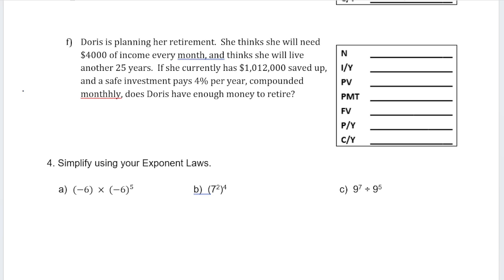Last one, Doris is planning her retirement. During retirement, she thinks she will need $4,000 of income every month. So that's a payment coming to her. $4,000 every month. So it's positive. It's coming to her. She thinks she's going to live 25 years. So it's $4,000 every month. My P over Y is 12. So it's 25 times 12, which is 300 payments she'll need. She currently has $1,012,000. So that's present value, $1,012,000.